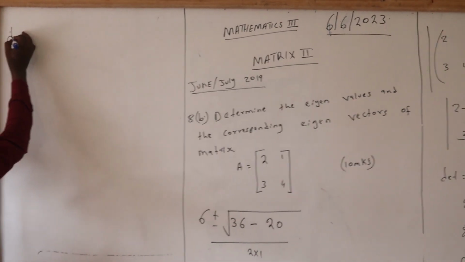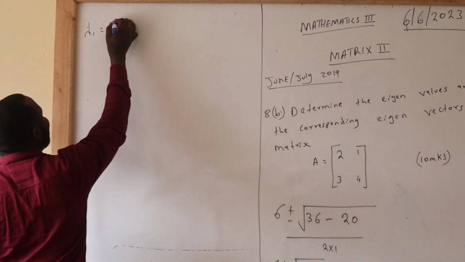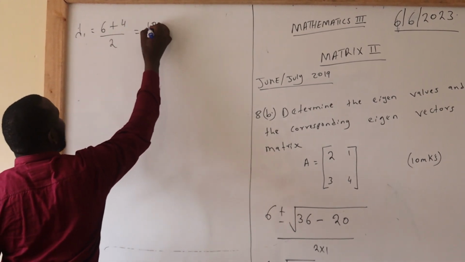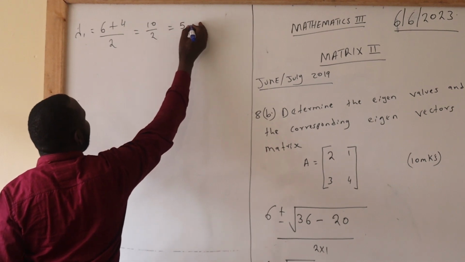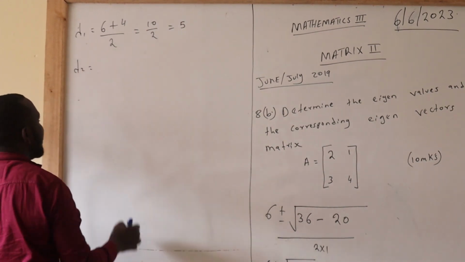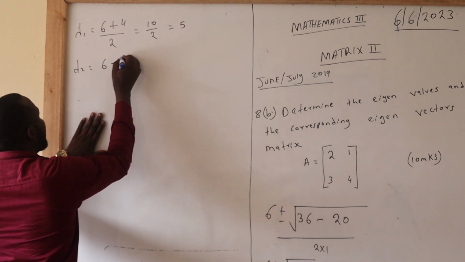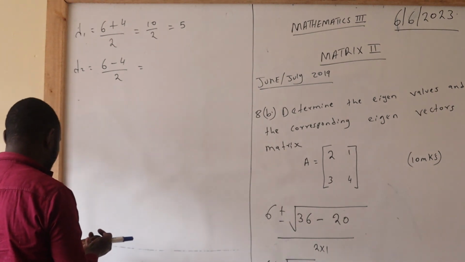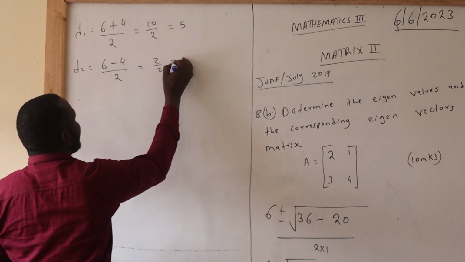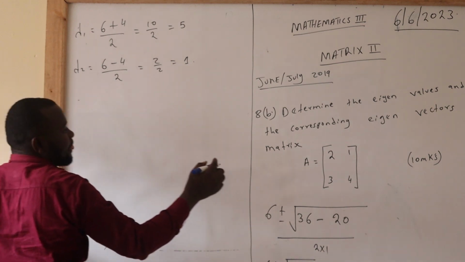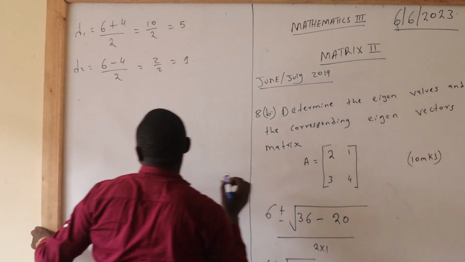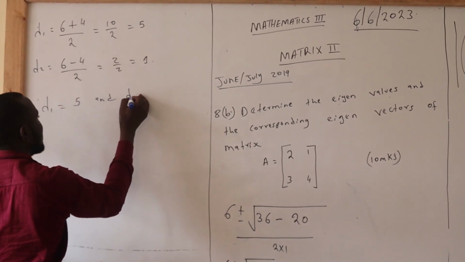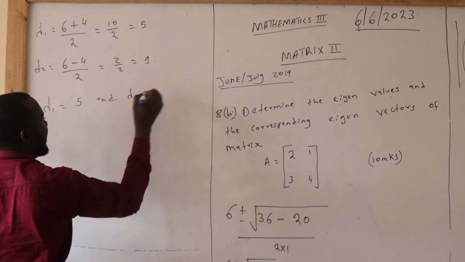So, the first lambda, lambda 1, is given by 6 plus 4 divided by 2. This is equal to 10 divided by 2, which is equal to 5. Lambda 2 can also be gotten as 6 minus 4 divided by 2. So that is 6 minus 4 is 2, divided by 2, which is equal to 1. So the eigenvalues are: the first one is 5 and the second one is 1.